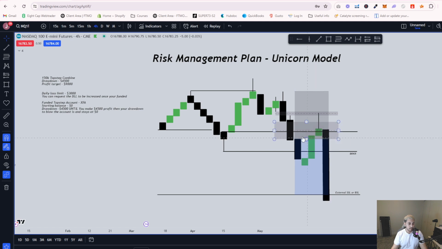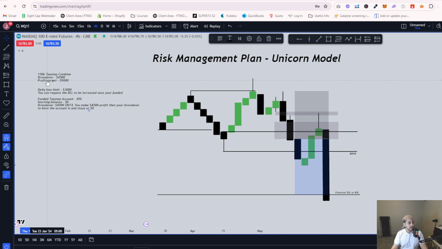Now, if you were to take a 1-to-1 position here, again, I would risk 1% for this setup. And if it were to take profit, that would be a little over 1%. So I'd say this was about a $1,700 profit. So once you make that $1,700 profit, your drawdown, right? Let's say you have a 150K Top Step account and you make $1,700 on that Top Step combine. Your drawdown is going to move up. It's a trailing drawdown until you make that $4,500, that drawdown threshold.